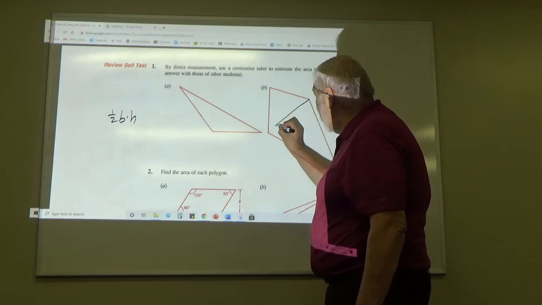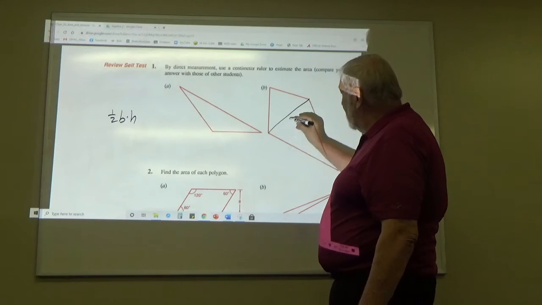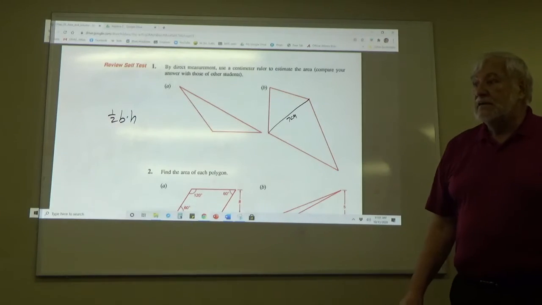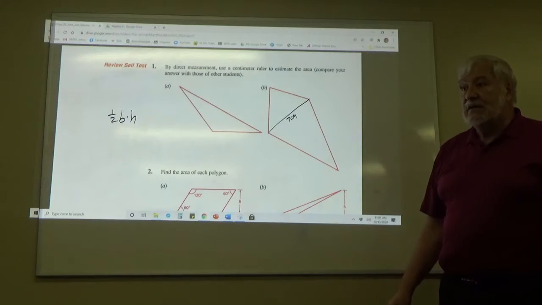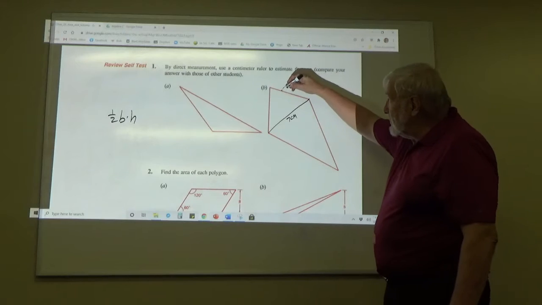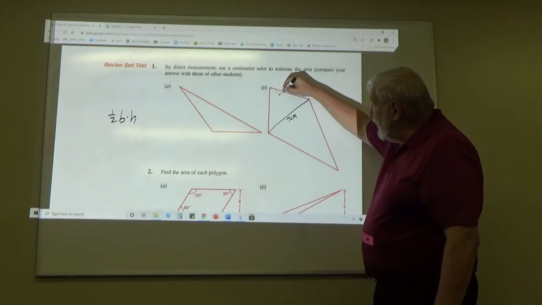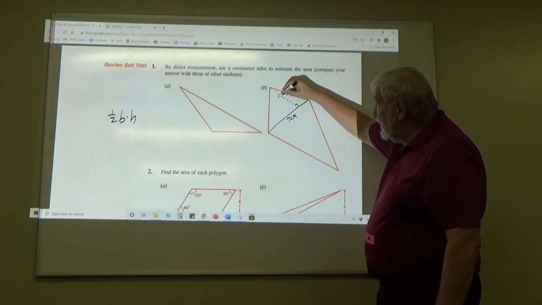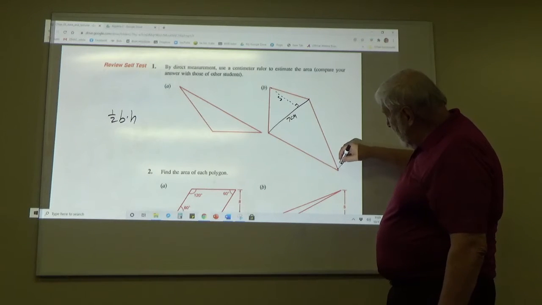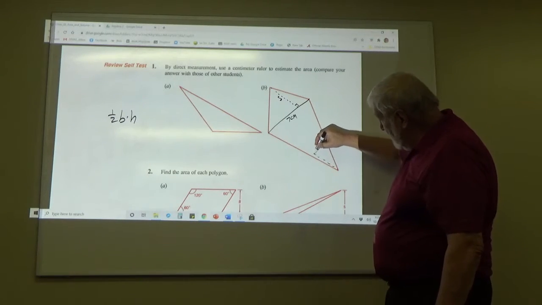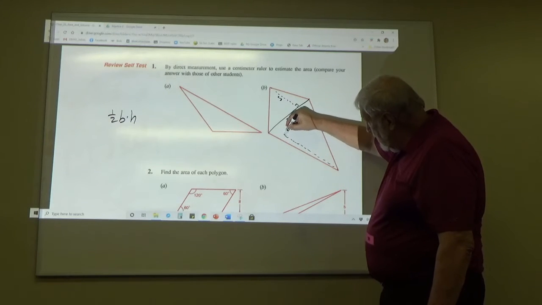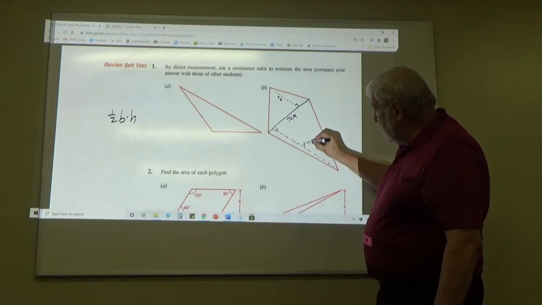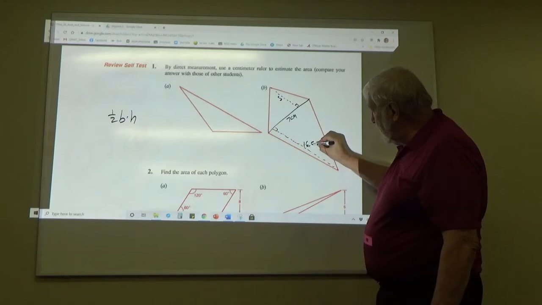So I'm going to draw this line here, and let's say that that is 7 centimeters. Now, what do I need? The height of both. I need the height. So I'm gonna get the perpendicular that comes here. All right, let's say it's 5. And then I'm going to get the perpendicular that comes here. And let's say it's 16.5.